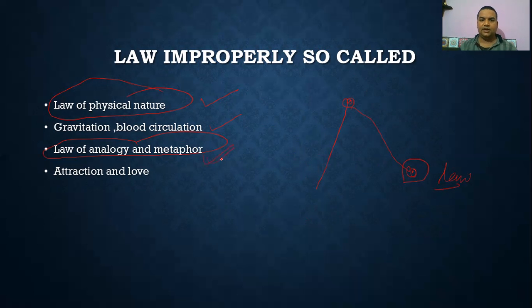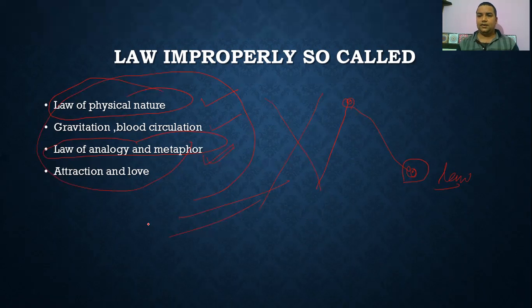Law of analogy and metaphor. It is analogous to the law. It is a metaphor of the law. It looks like, it appears like a law, but this is not the exact law we study in law school. For example, law of attraction, law of love, law of fashion. There is a law behind attraction, but we can't study this type of law in law school. So this entire category has been excluded from the field of law by John Austin because it is not a proper law.